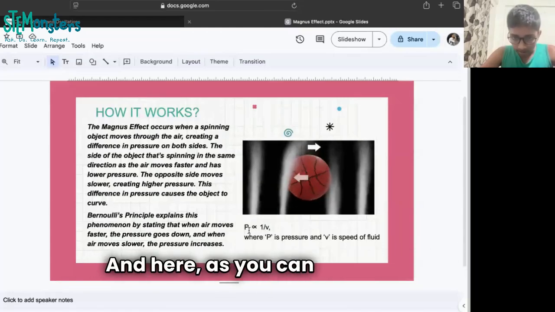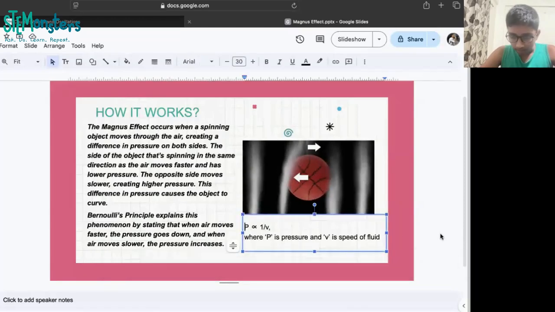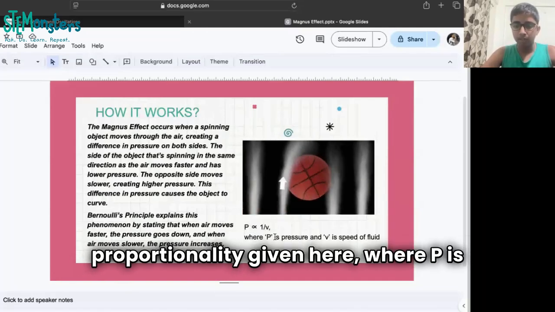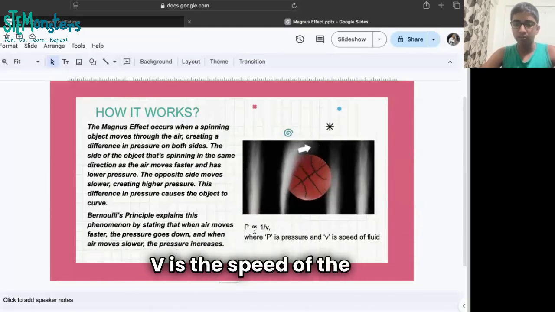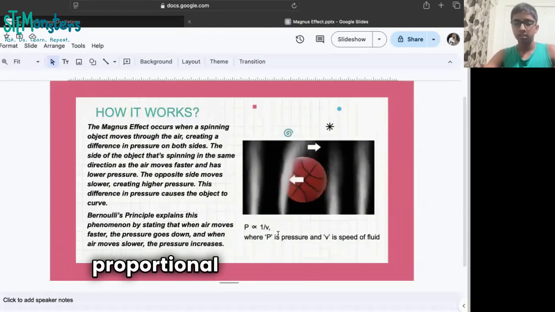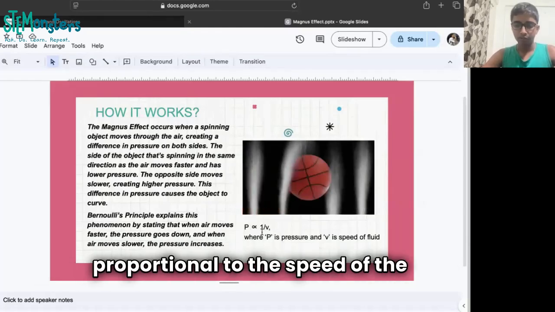And here, as you can see, there's a proportionality given here where P is pressure and V is the speed of the fluid. So here it indicates that pressure is inversely proportional to the speed of the fluid.